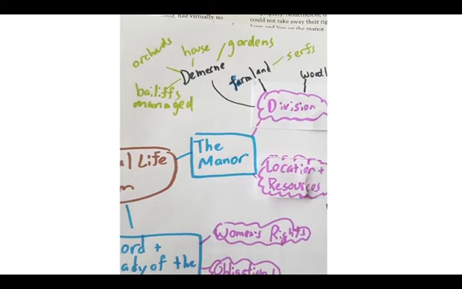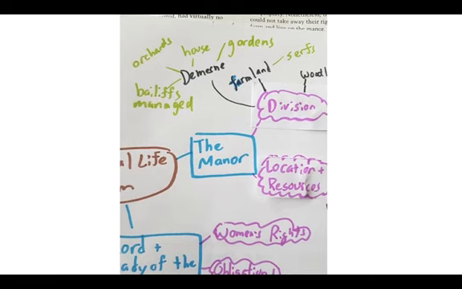So here's what's underneath division, or coming off of division. We already had farmland and woodland and such, so I just added another one, the domain. And on the domain, there's some details. The domain had a garden, it had a house, the manor house, it had orchards, and it was managed by a bailiff. So that's that whole heading of the manor done.